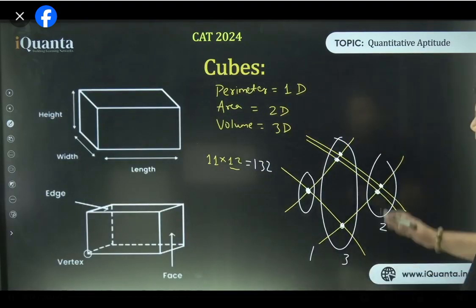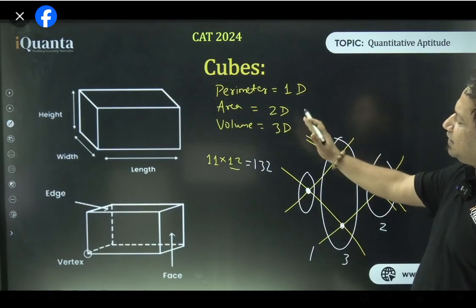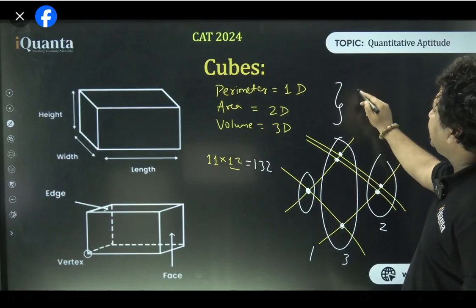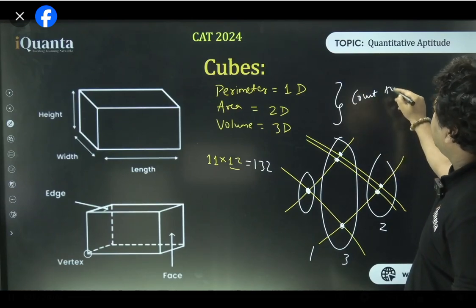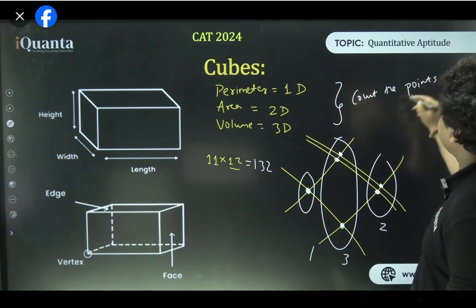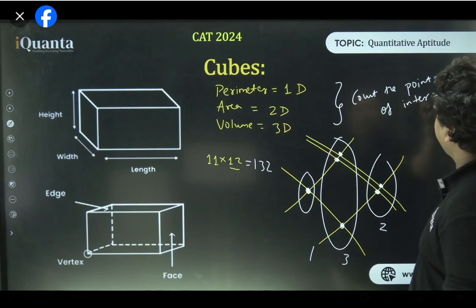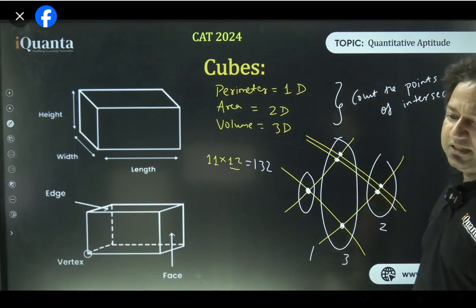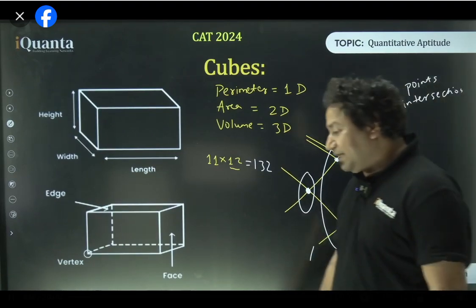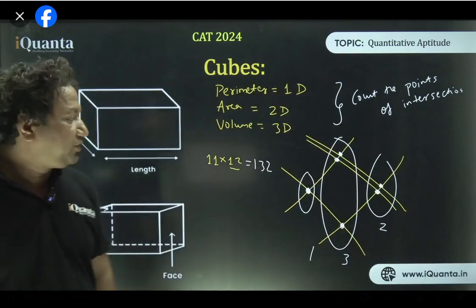So see, whenever we try to count, we calculate either the perimeter or the area or the volume. In all of this, we basically count the points of intersection. Now you'll get to know it. So whenever we count the points of intersection in 1 dimension, that is the perimeter. If we do it in 2 dimensions, that is the area. When we do it in 3 dimensions, that is the volume. So I'll show you something here.